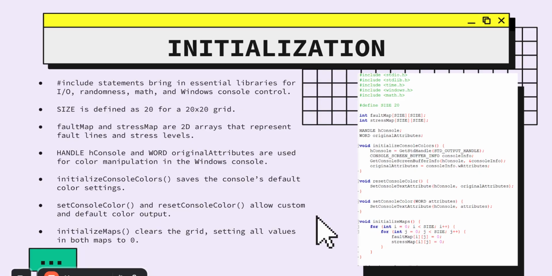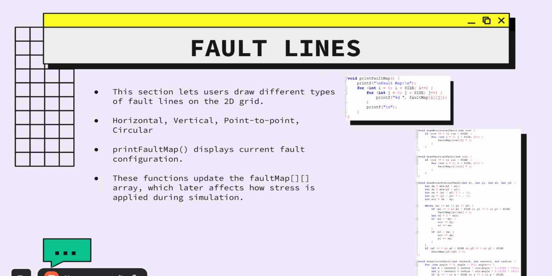The next thing we're going to talk about are the fault lines. This section allows the user to draw different types of fault lines on the 2D grid. We have 4 functions that dictate the shapes of the fault lines, and then the void print fault map function to print it. It displays the current map configuration. The draw horizontal fault function fills the row of the map with ones, indicating the horizontal line. The draw vertical fault function works similarly. It updates a column instead.